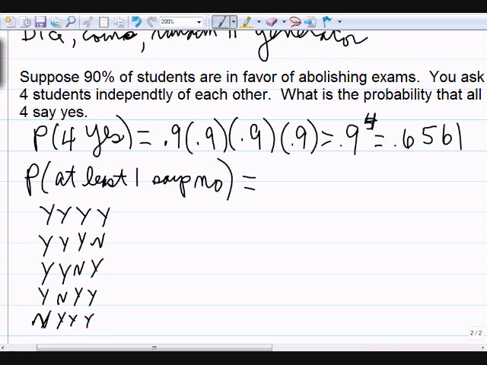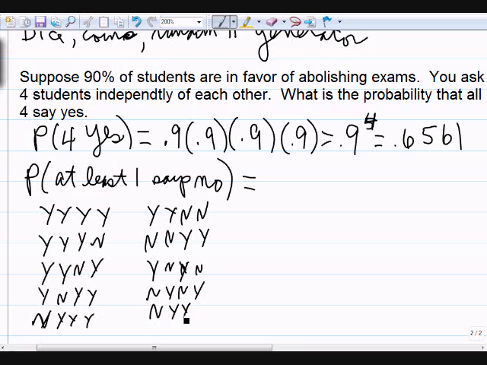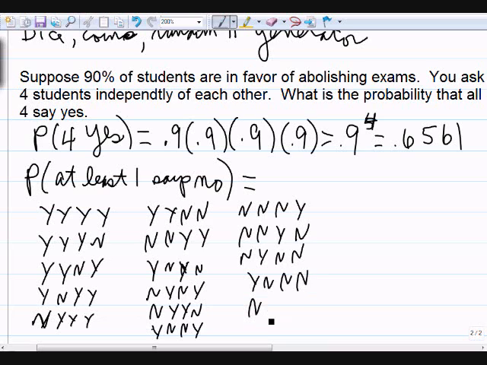Okay? So let's see why the complement rule works, because you're going to apply a complement rule here for me. All right, or then I could have 2 yeses and 2 nos. Yes, yes, no, no. No, no, yes, yes, and so on, until I get them all. Or I could have 3 nos and a yes. Got all those. Or all nos. Okay, that's all of them. That's all 16.